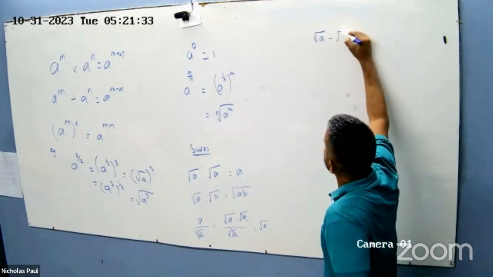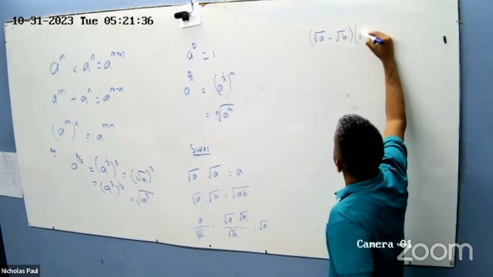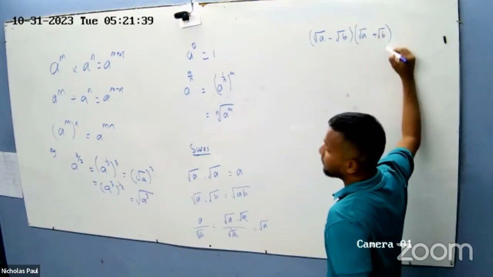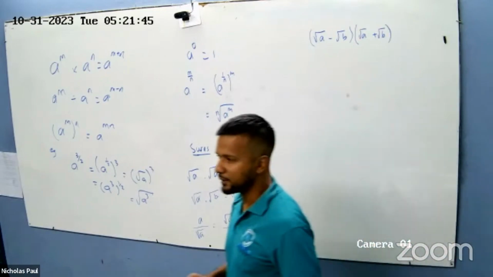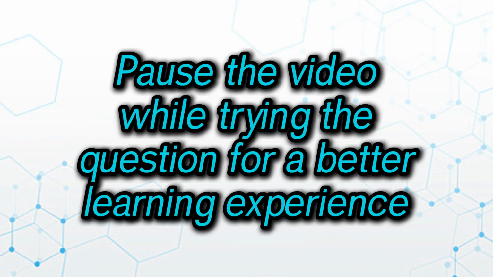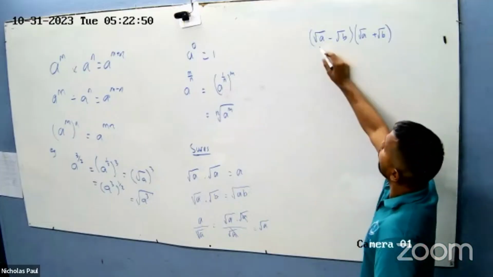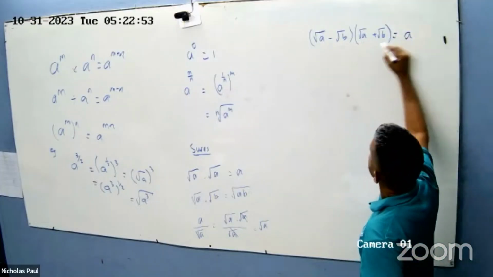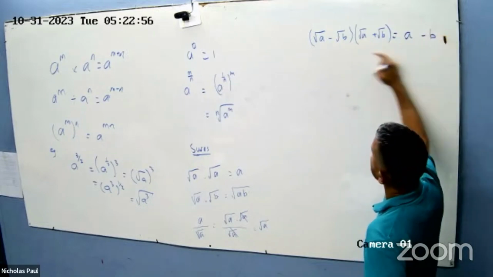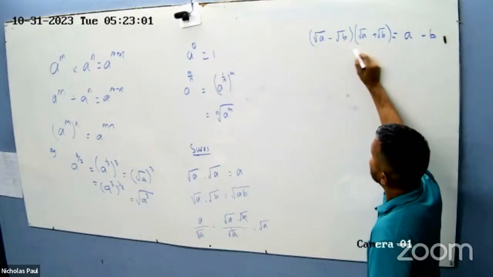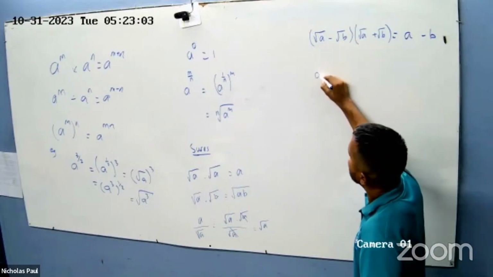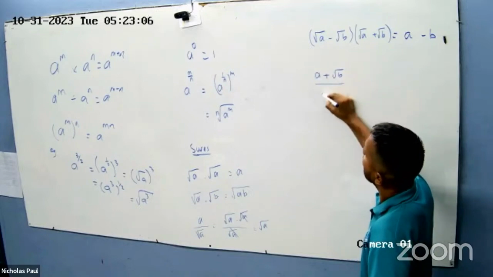Now, what is root a minus root b by root a plus root b? Work it out. So what you'll get? Root a by root a is a, root b by root b is b. Or you can just use difference of two squares. This is used if you have something like a plus root b over c minus root b.